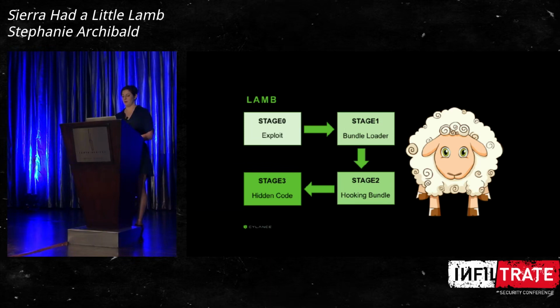From that stage, our stage 2 is our bundle that basically hooks all of the functions and does our userland scheduling, userland process execution, etc. Stage 3 is whatever you want to be executed that's hidden, right? So it can be shellcode, it could be bash, it could be ls, it could be whatever tools you've written, right?